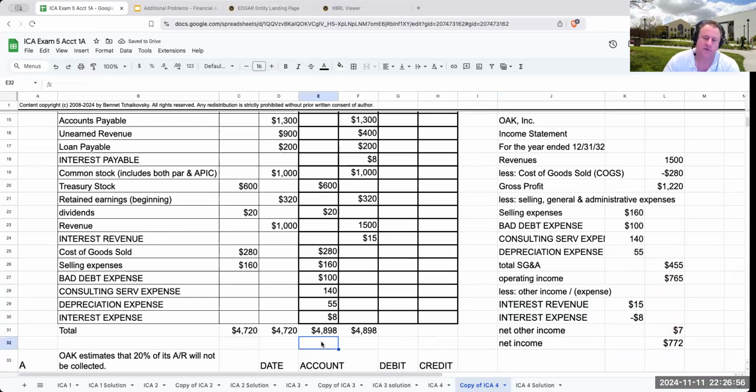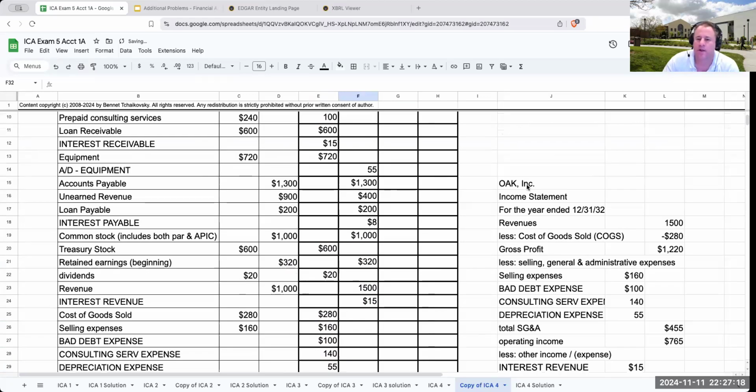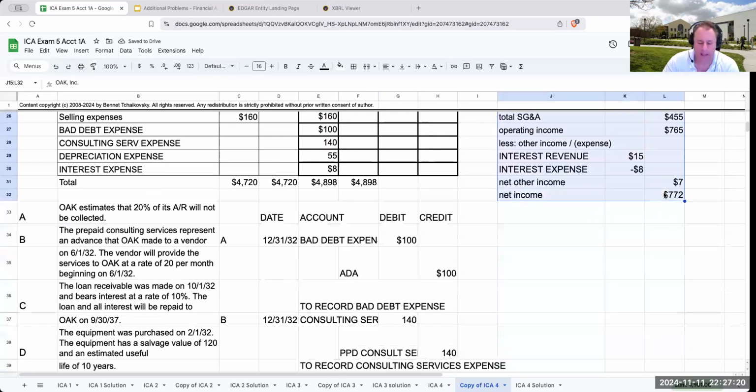Now, I want you to do something for me just to make sure you've done this correctly. The total credits over here are 1515. My total debits over here are going to be 743. When I subtract these two, it should equal my net income, right? Good way to go through and check. Okay, so this is for Oak Inc.